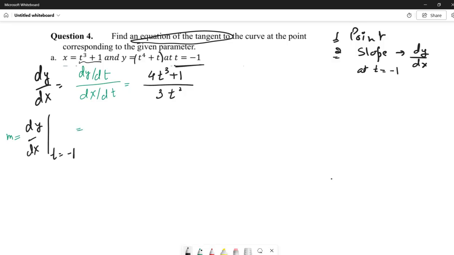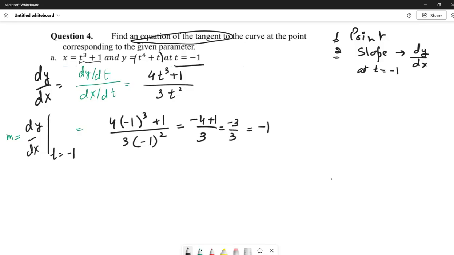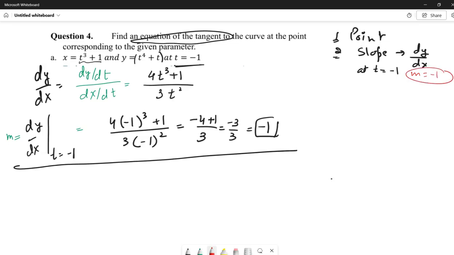So let's find the slope. That's going to be 4 times (-1) cubed plus 1, divided by 3 times (-1) squared. -4 plus 1 by 3. -3 by 3. -1 is your slope. So we have the slope. The slope is m equal to -1.